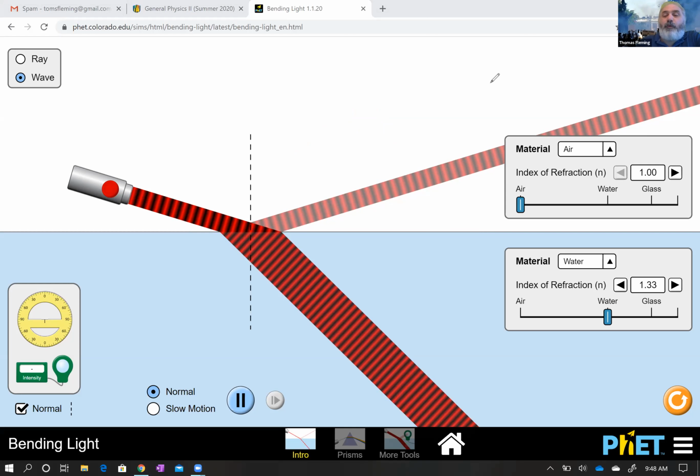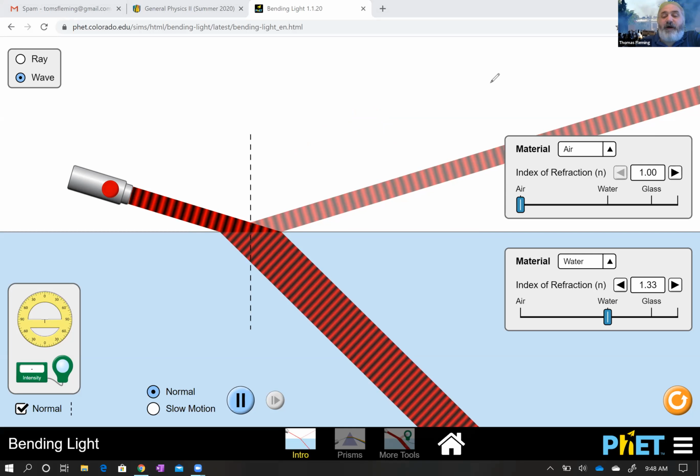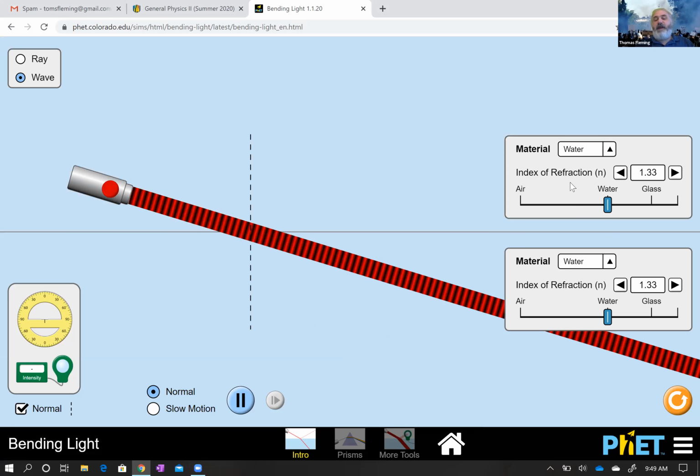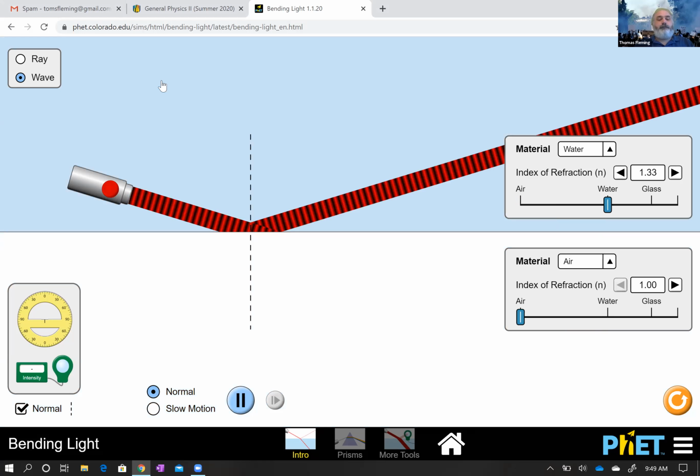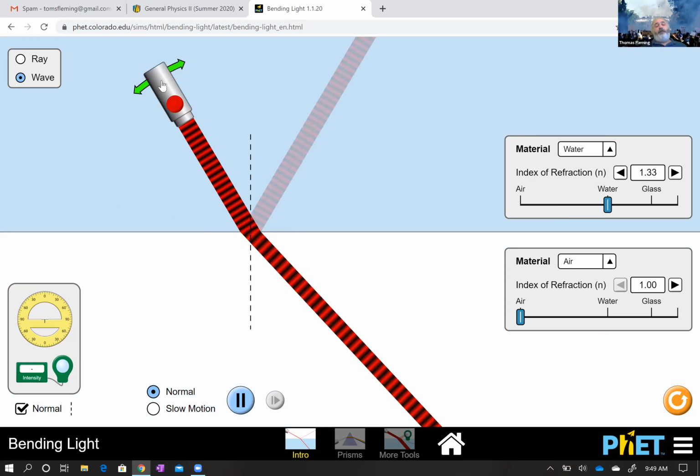Notice it could work backwards. Watch what happens if I change my scenario. So instead of going from air to water, I'm going from water into air. You'll notice that here I have the opposite effect. Here, my beam of light comes through, but the left edge of my laser beam is going to start to speed up before the right edge of my laser beam, and that's what causes the bending effect.